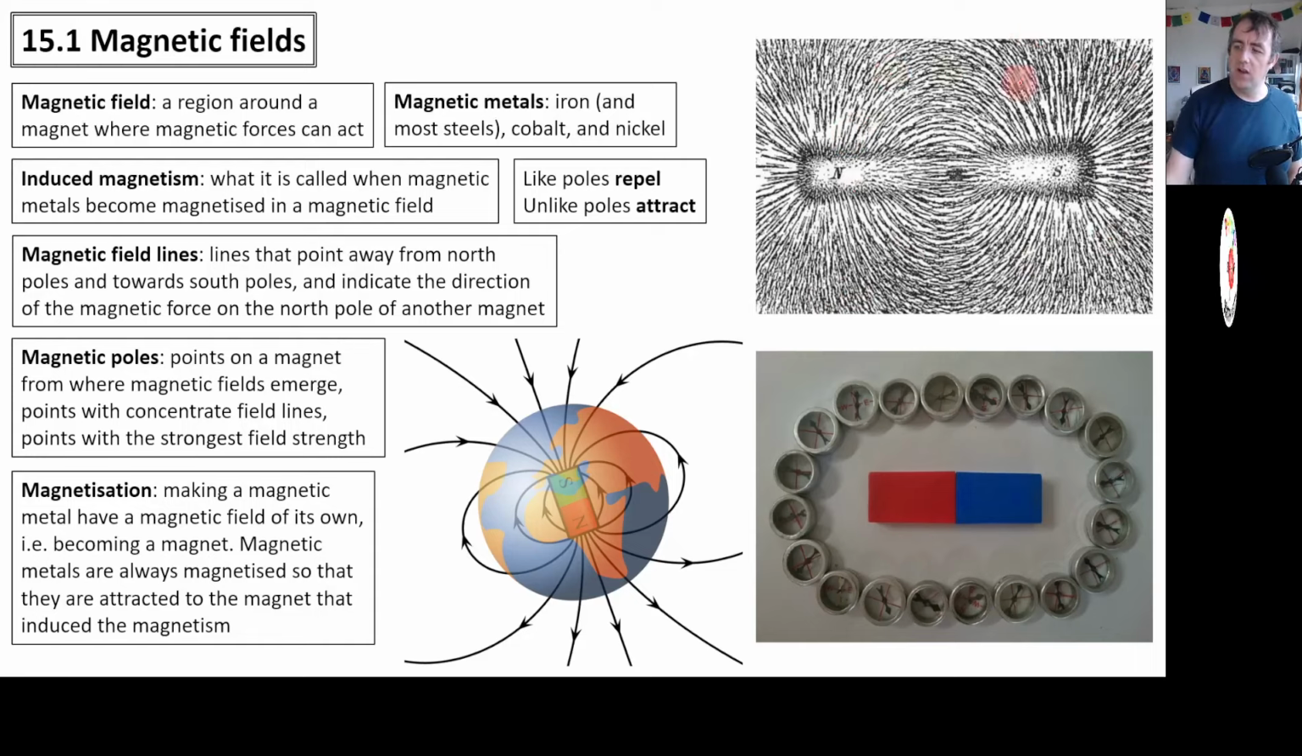So the iron filings will line up, and they will allow you to visualize the field pattern. Now, they won't tell you the direction of the field. The field is going away from the north pole, but towards the south pole.